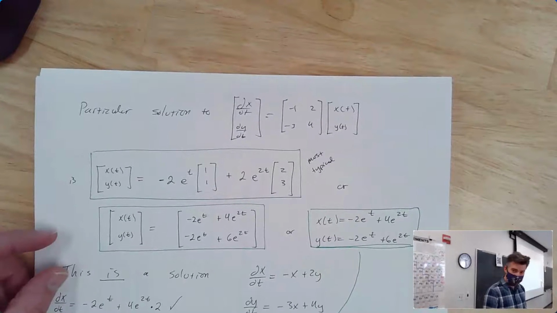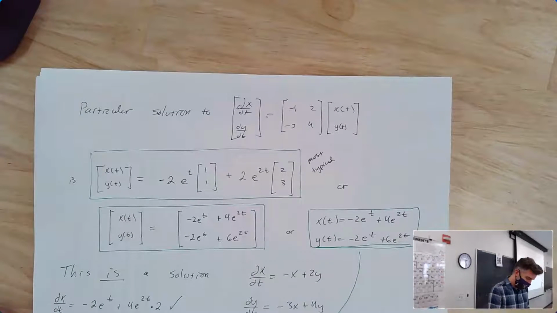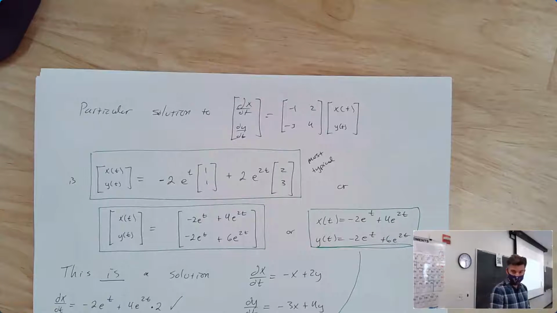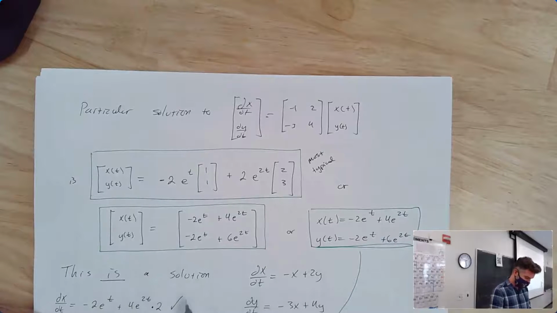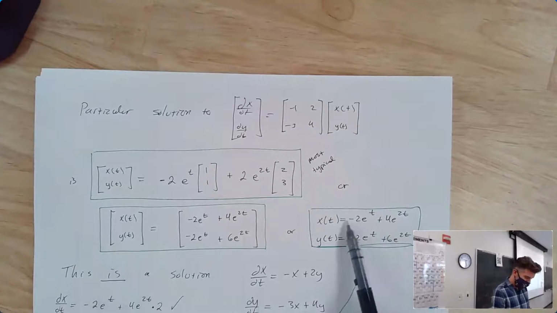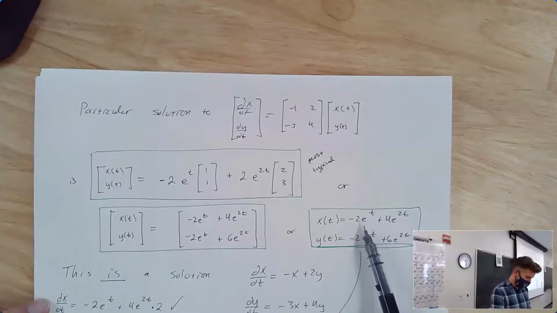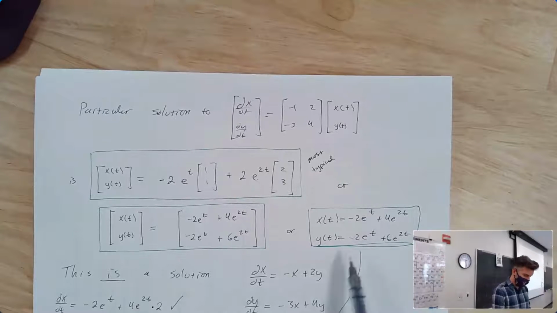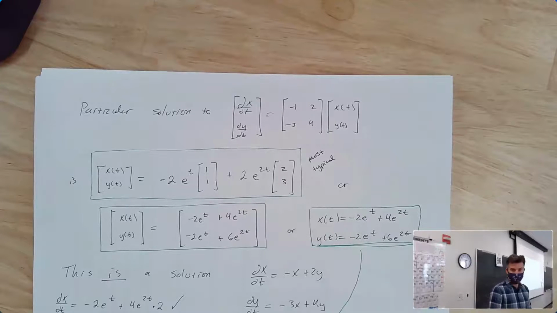Well, because it's coming from this equation here. So this was our original equation, negative x plus 2y. So if I'm actually checking it, I'm doing dx/dt, taking the derivative of that x to get dx/dt. And then the negative x plus 2y, we're just taking the negative of that x plus the 2y.